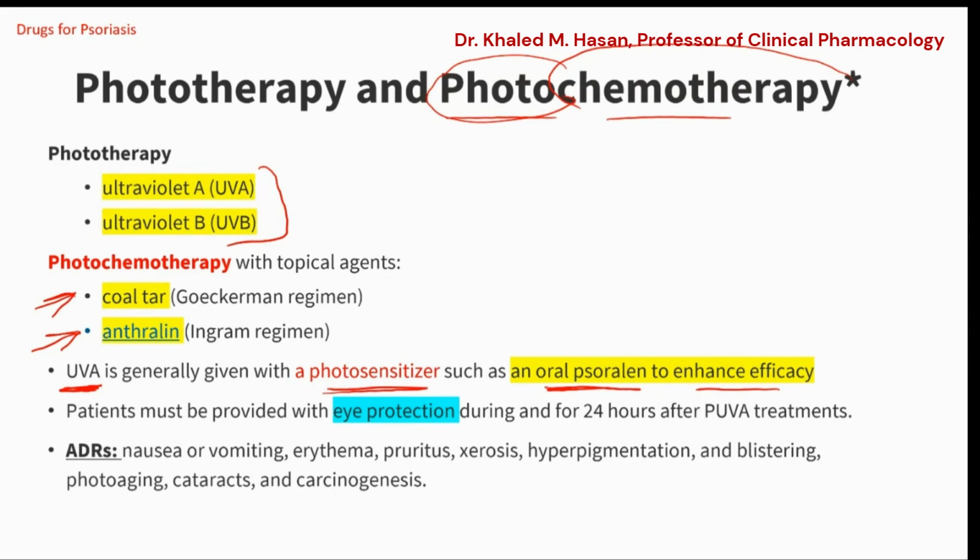Now we have two medications to enhance efficacy. We use salicylic acid to enhance the efficacy of cortisone. Is that correct? You remember that? And now we have oral psoralen. We use it to enhance the efficacy of UVA. So we have two medications that enhance the efficacy of other medications. Please remember that. They try to remind us that a patient treated with PUVA, we need to provide the patient with eye protection for at least 24 hours.